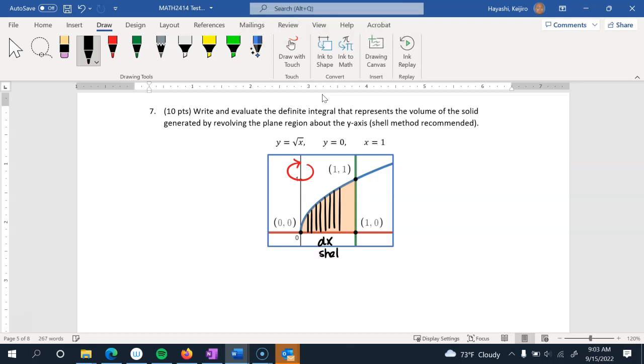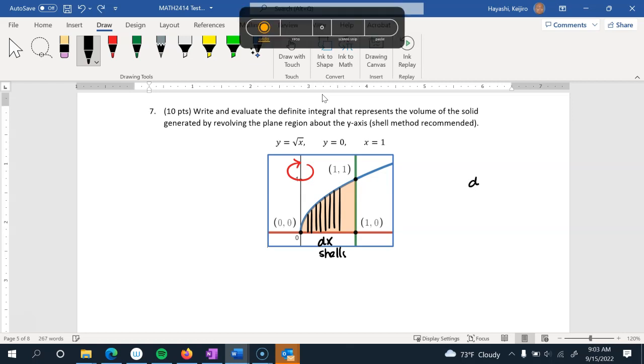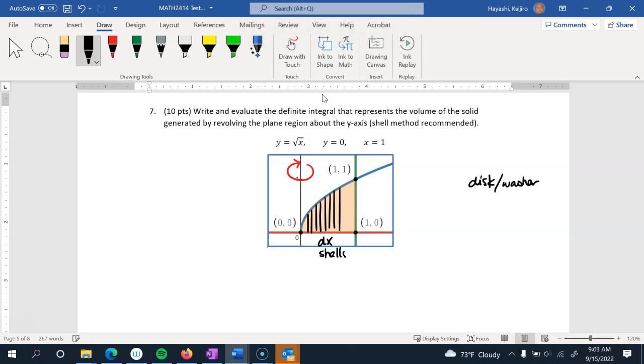So dx shells. Disk/washer is possible, but it would have to be dy, and that's because of that axis of rotation being vertical. Okay.